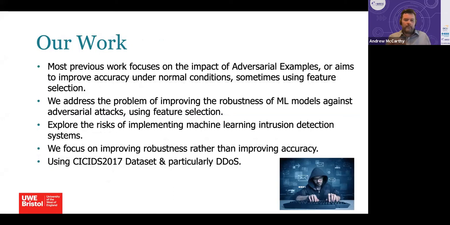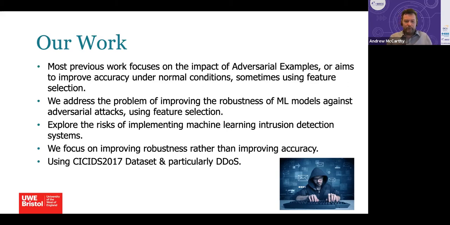Most previous work in this domain has focused on the impact of adversarial examples, or aims to improve the accuracy under normal conditions. Sometimes they're using feature selection, and most often they're looking in the visual domain. So we address the problem of improving the robustness of machine learning models against adversarial attacks. We use feature selection, and we've chosen to use an intrusion detection system case study for that.